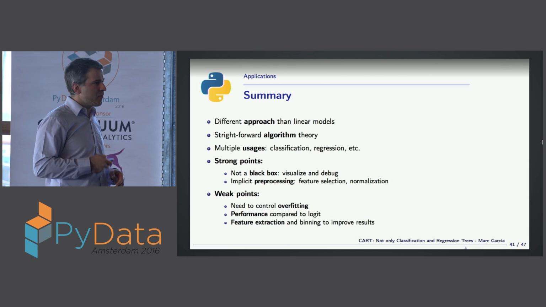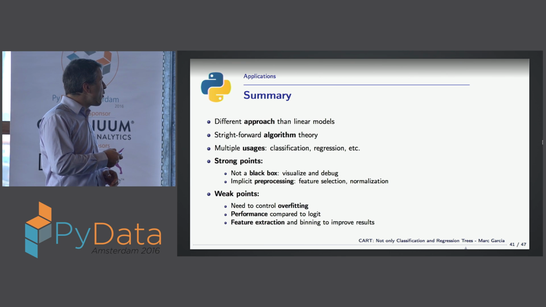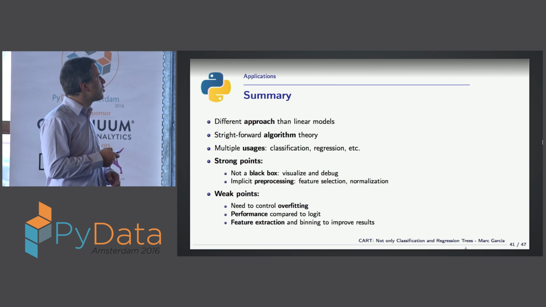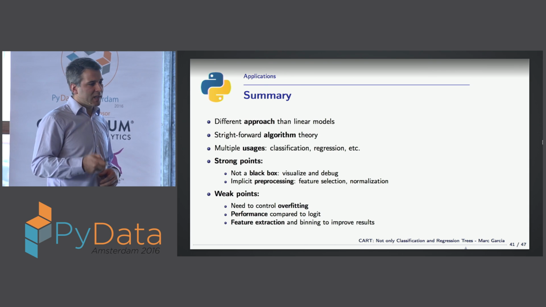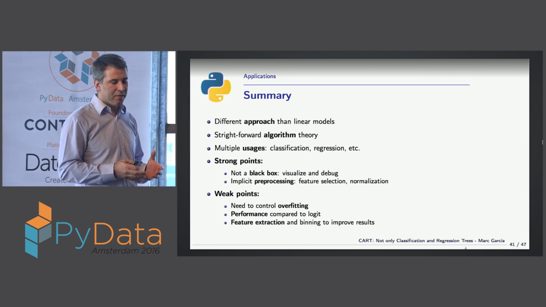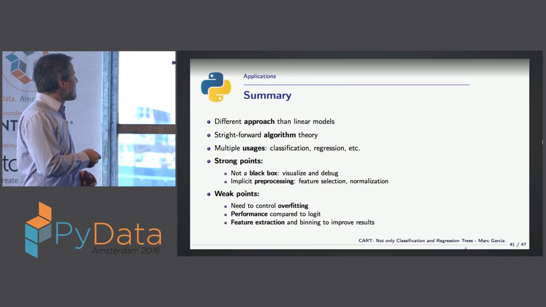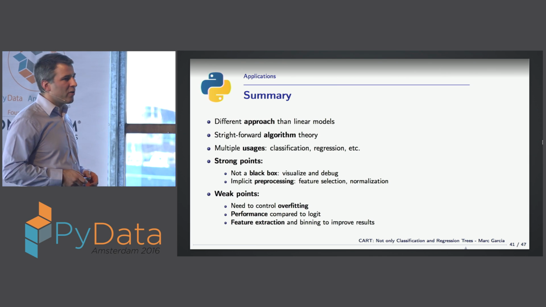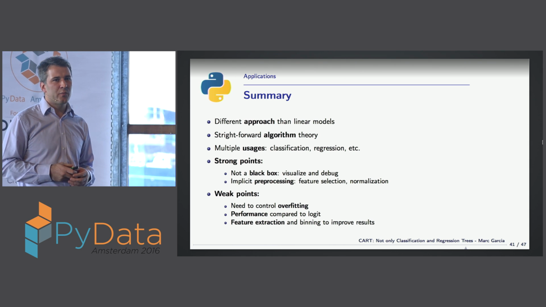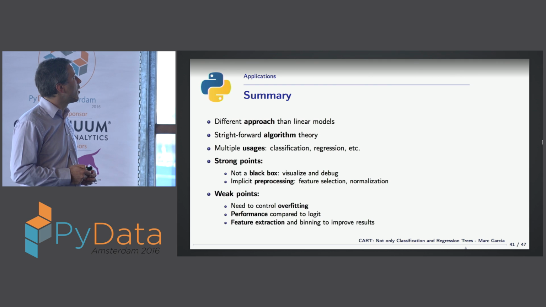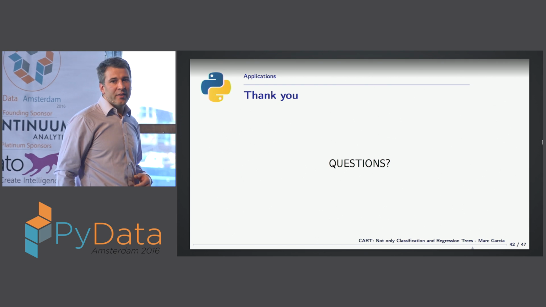There is some implicit preprocessing. Some of the weak points: it overfits, so we need to control it. The performance can be bad, but as said, I think this shouldn't be an issue. And we also need to take care of feature extraction and binning to make sure that we can get the most out of the model. So that's it. Thank you very much.